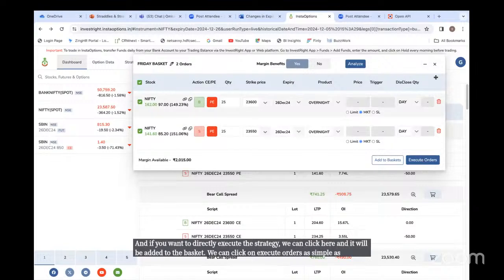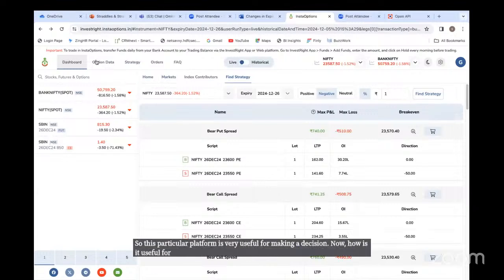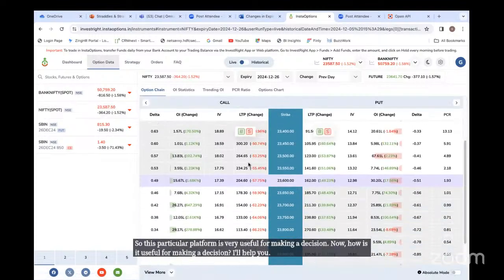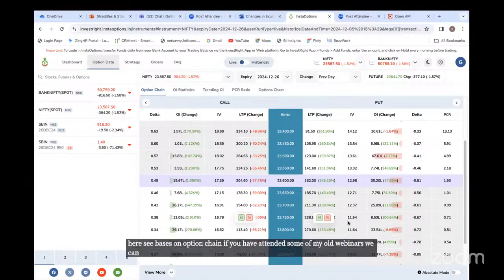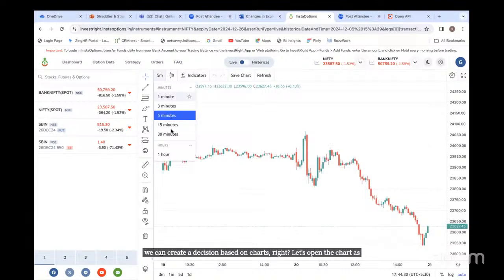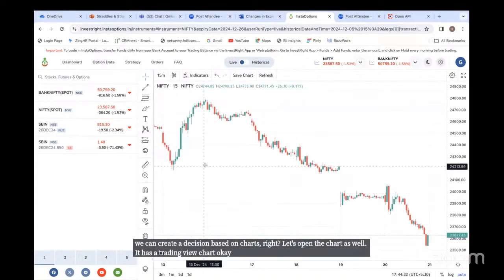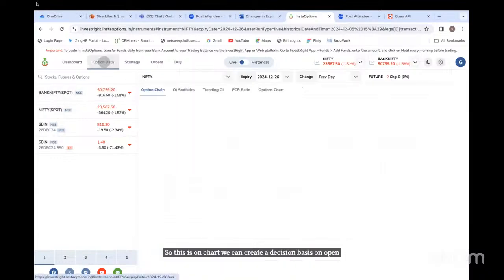All right, so this particular platform is very useful for making a decision. Now, how is it useful for making a decision? I'll help you here. See, basis on option chain, if you have attended some of my old webinars, we can create a decision based on open interest. We can create a decision based on charts, right? Let's open the chart as well. It has a trading view chart. Okay, so basis on chart we can create a decision, basis on open interest we can create a decision.